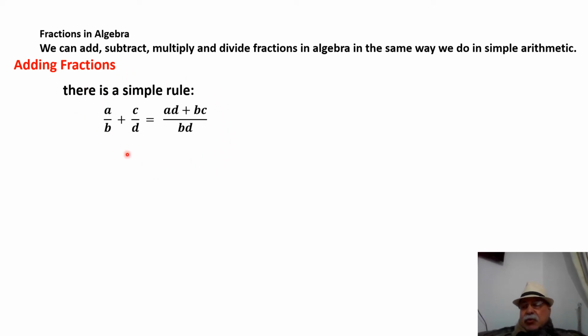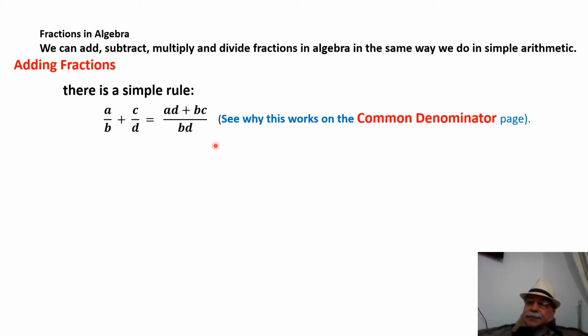This is the first rule in added fractions. You see, this is the common denominator, b d. Why is this here?